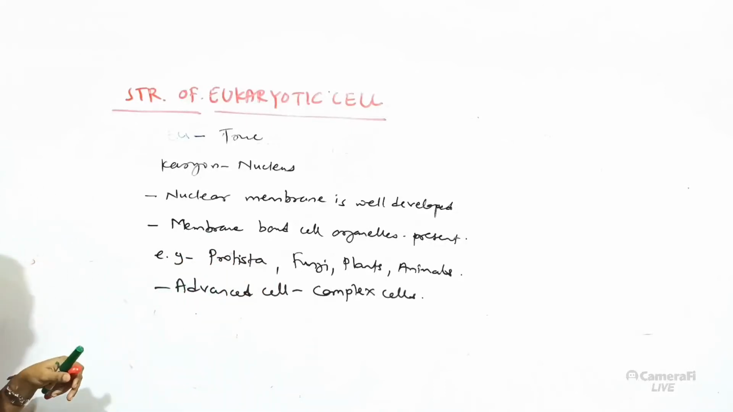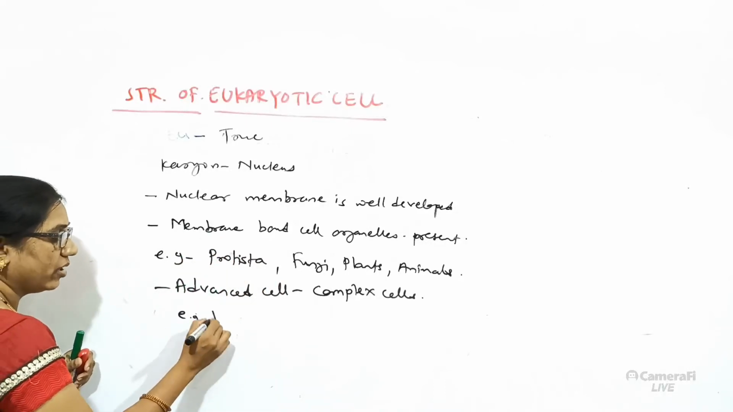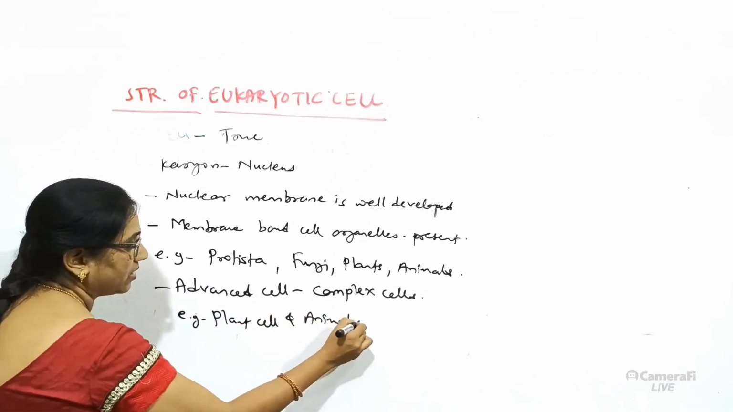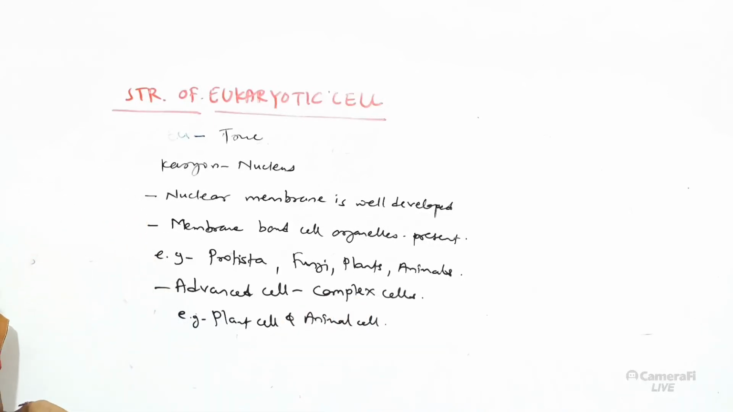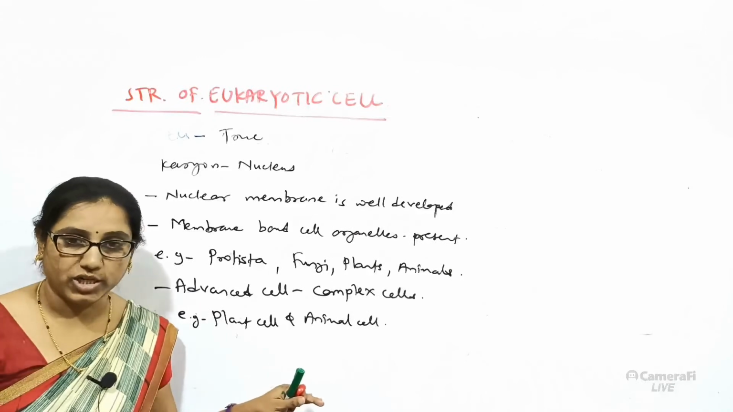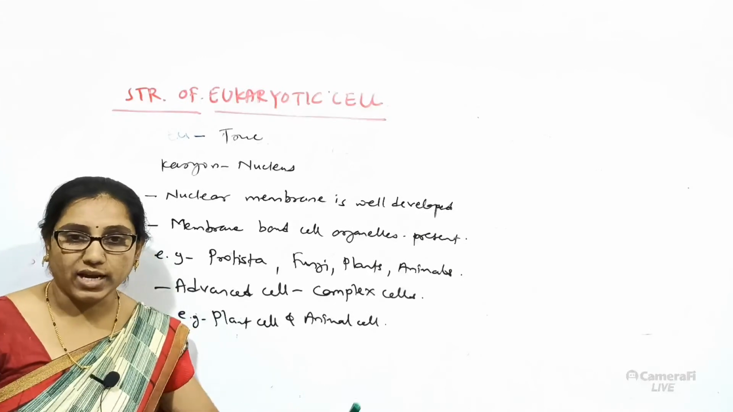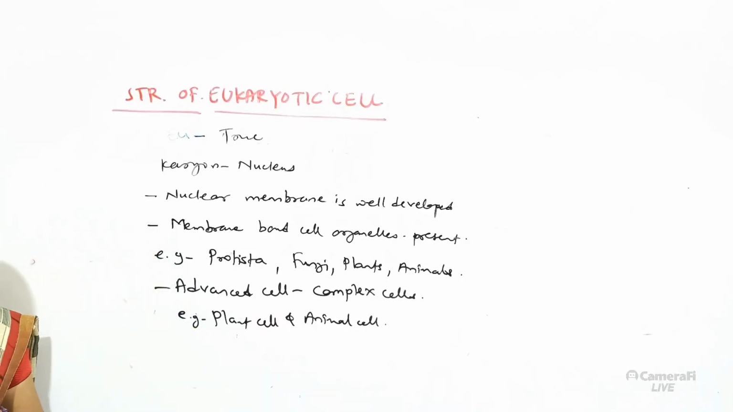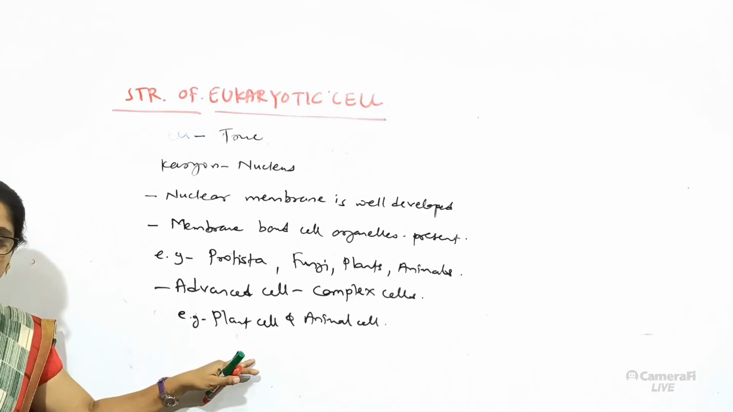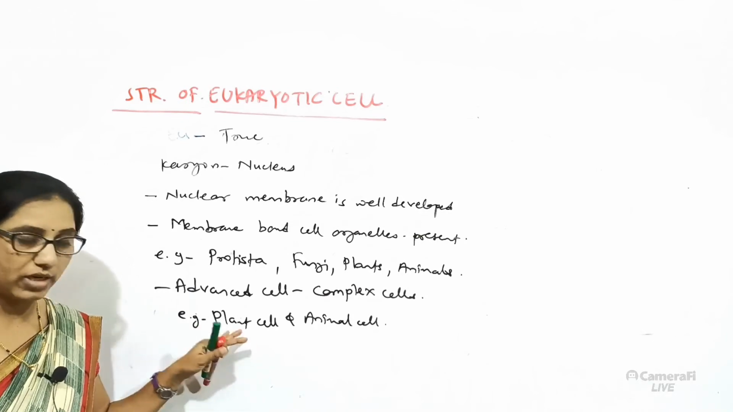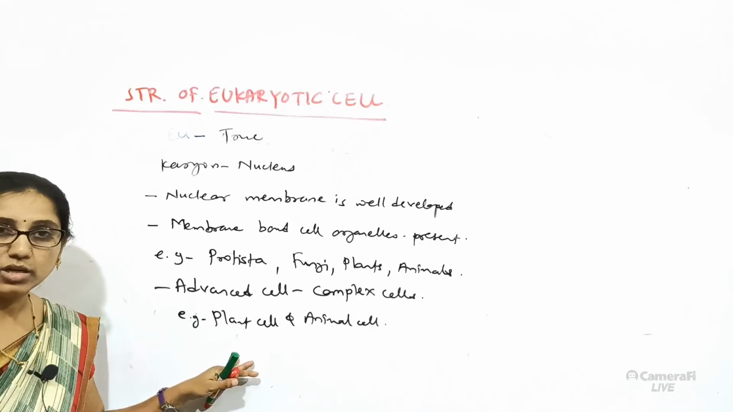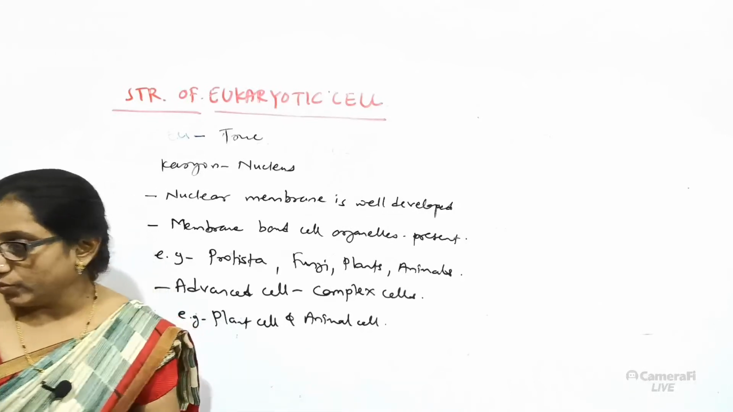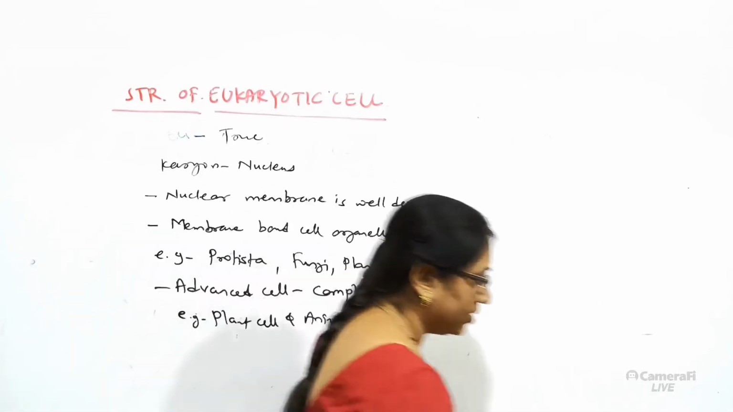In the structure of eukaryotic cell, we are going to study the eukaryotic cell by taking the example of plant cell and animal cell. After the completion of plant cell and animal cell, we are going to differentiate between the prokaryotic cell and eukaryotic cell. What are the differences between the prokaryotic and eukaryotic? We are going to study. First we will study the detailed structure or ultrastructure of plant cell and animal cell. So I will start with the ultrastructure of the plant cell.